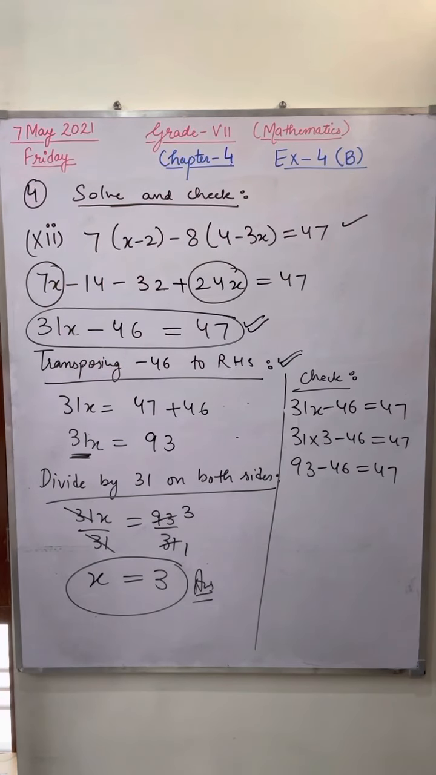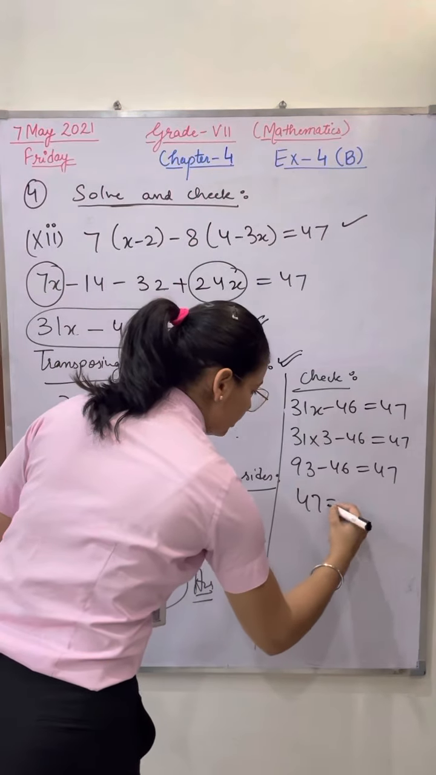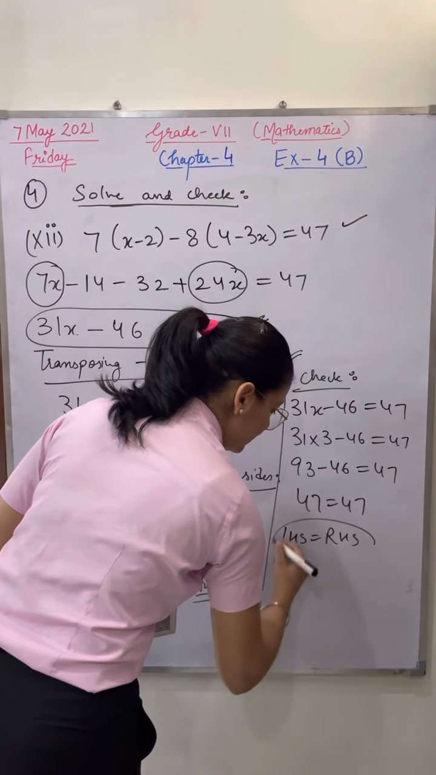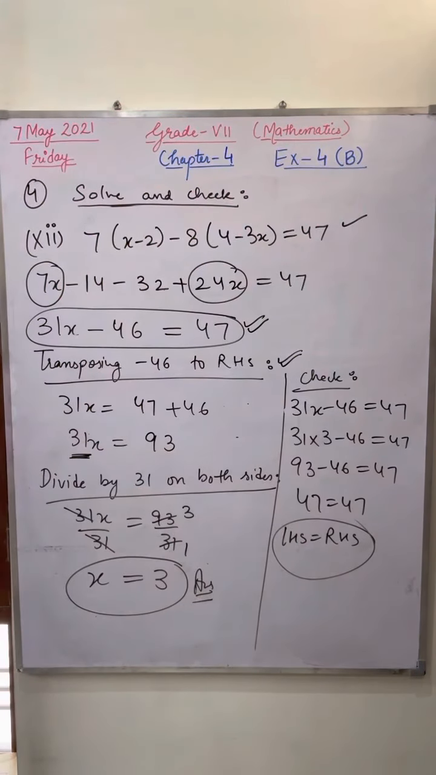Kushan, next turn will be yours. Sit actively in the class. 47 is equal to 47. Left hand side is equal to right hand side. And hence we have verified the question.